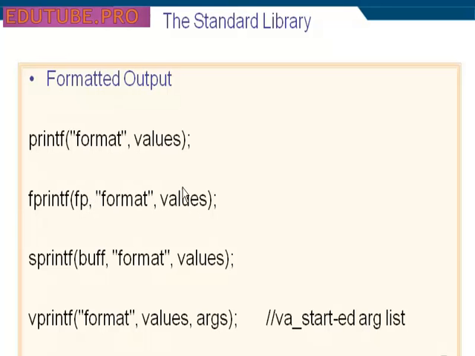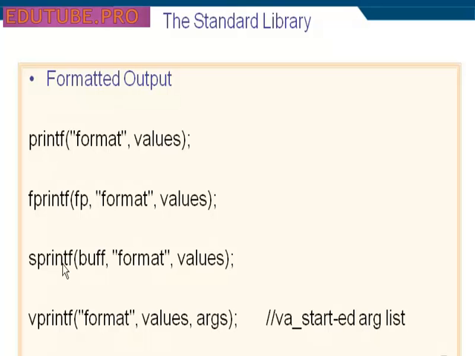And obviously the values will be put into the format string to look like they would in a printf, and then the whole thing will be sent out this file pointer wherever it happens to go. A printf is just an fprintf pointing to standard out. That's all that really happens when you make that call.